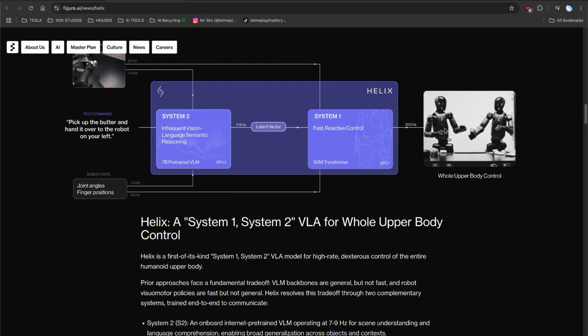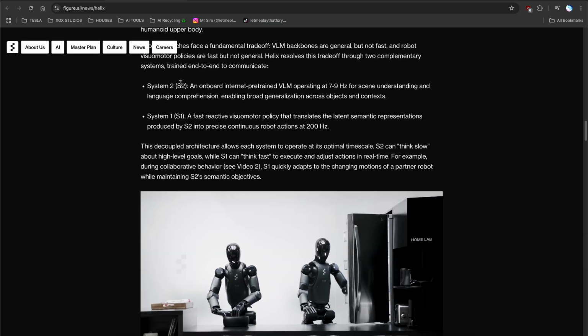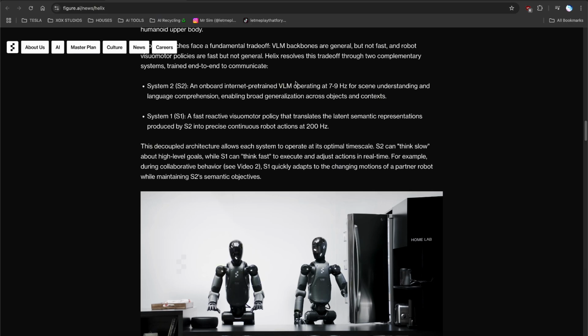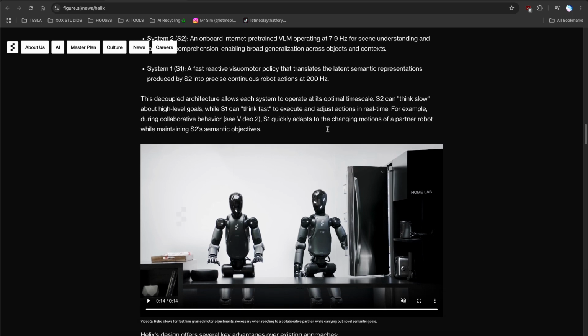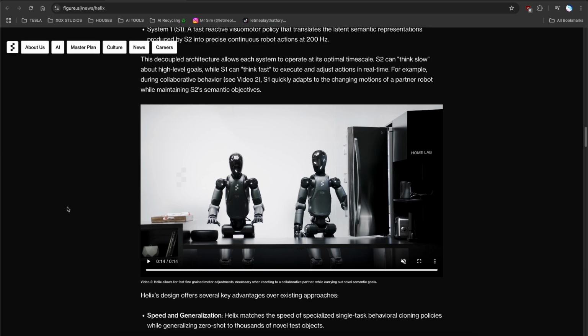It's cool that both of these are running on their own GPU. So each robot has two GPUs in it, one for system two and one for system one. System two, the slow one, is an onboard internet pre-trained VLM for scene understanding and language comprehension. And then system one, a fast reactive visual motor policy that translates the latent semantic representations produced by system two into precise continuous robot actions at 200 hertz. So you can do the think slow and think fast.